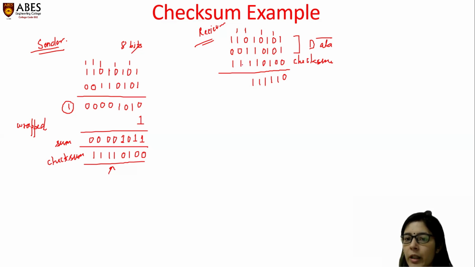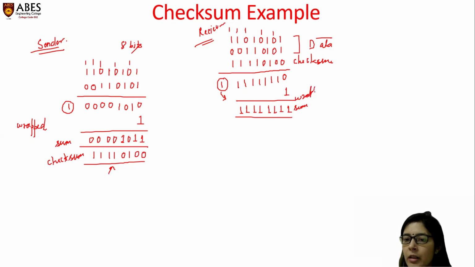Again 1 plus 1 plus 1 is 3. 3 means 1 1, so 1 will be here, 1 will be the carry. 1 plus 1 is again 1 and 1 will be the carry. So we will get this here. Again, one extra bit is generated, but we need to keep the segment to 8 bits only. So we will pick this bit and add it at the right hand side. Now this is called the wrap sum. After getting the wrap sum, we will get 1 1 1 1 1 1 1 1. Now this is the wrap sum.